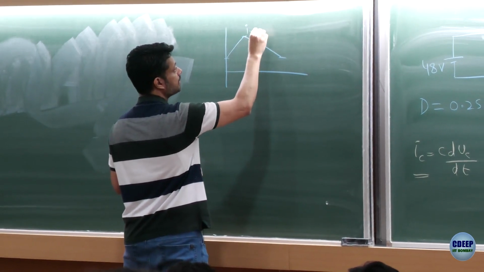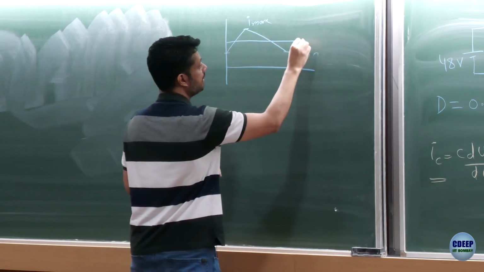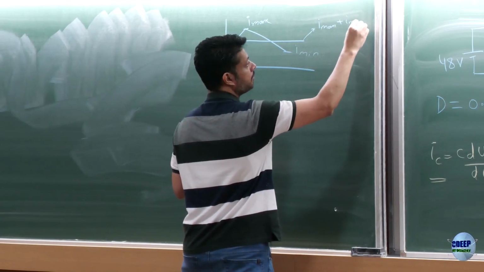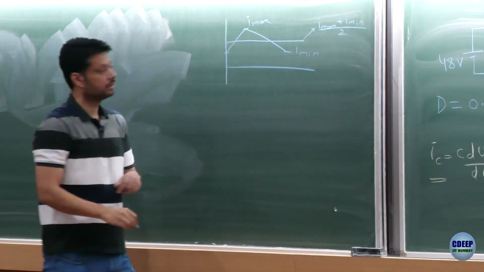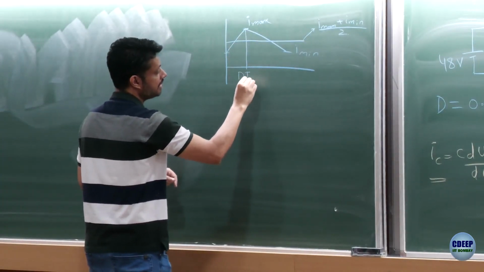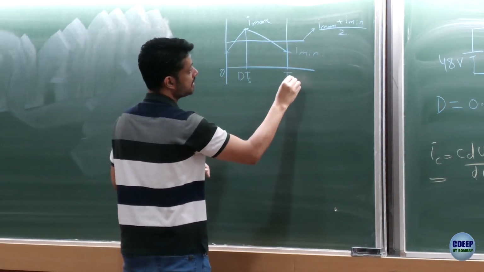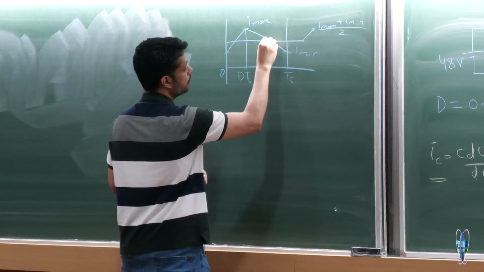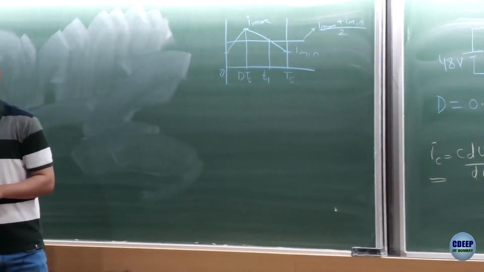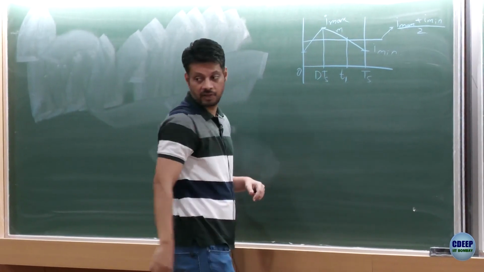This is I max, this is I min, and this is the average line, which is (I max plus I min) by 2, right. This instant is d times Ts, this instant starting from t equal to 0 is Ts, right. Now the question is, what is T1, let us say, right, this is what we want to find. So assume this guy has a slope m.